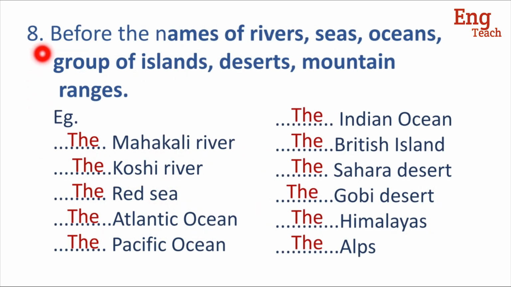Rule number 8. The is used before the names of rivers, seas, oceans, groups of islands, deserts, mountain ranges, etc. For example, the Mahakali River, the Kosi River, the Red Sea, the Atlantic Ocean, the Pacific Ocean, the Indian Ocean, the British Islands, the Sahara Desert, the Gobi Desert, the Himalayas, the Alps.